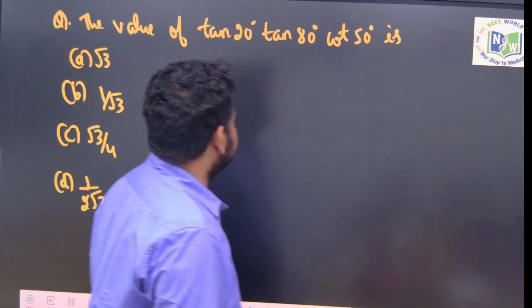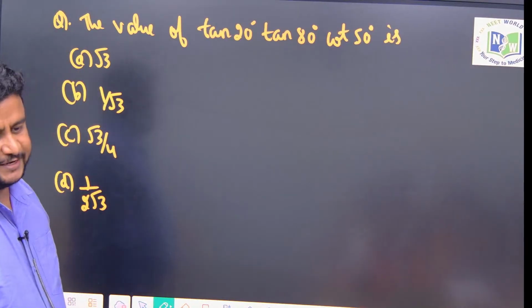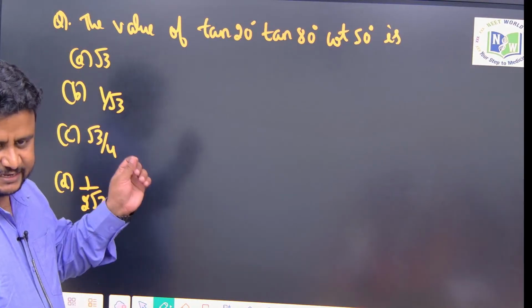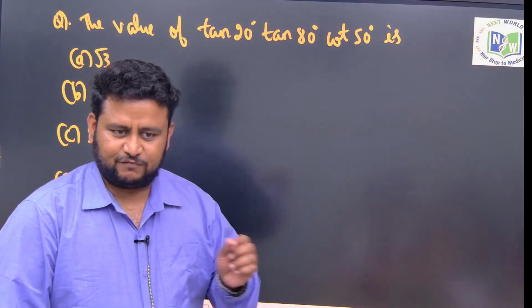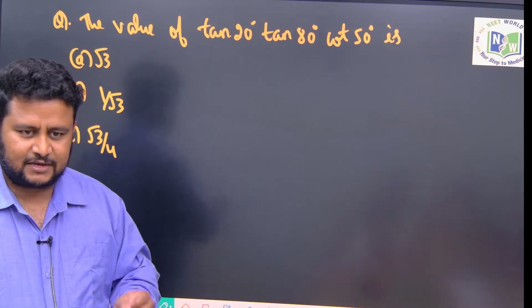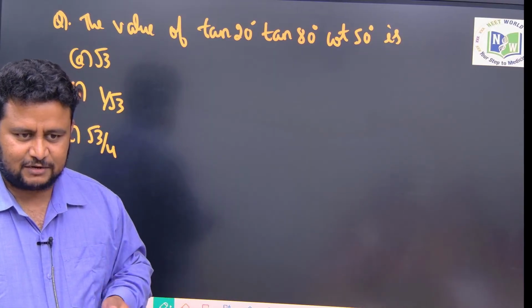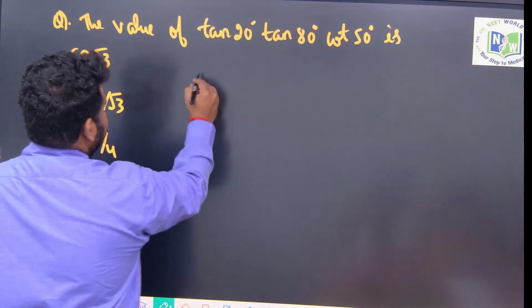See here, they have given the value of tan 20, tan 80, cot 50. Sin A sin(60 minus a) sin(60 plus a) is 1 by 4 sin 3A. For cos it is 1 by 4 cos 3A. For tan it is sin by cos, the 1 by 4 will cancel, and it will be tan 3A. Correct? Tan 3A.